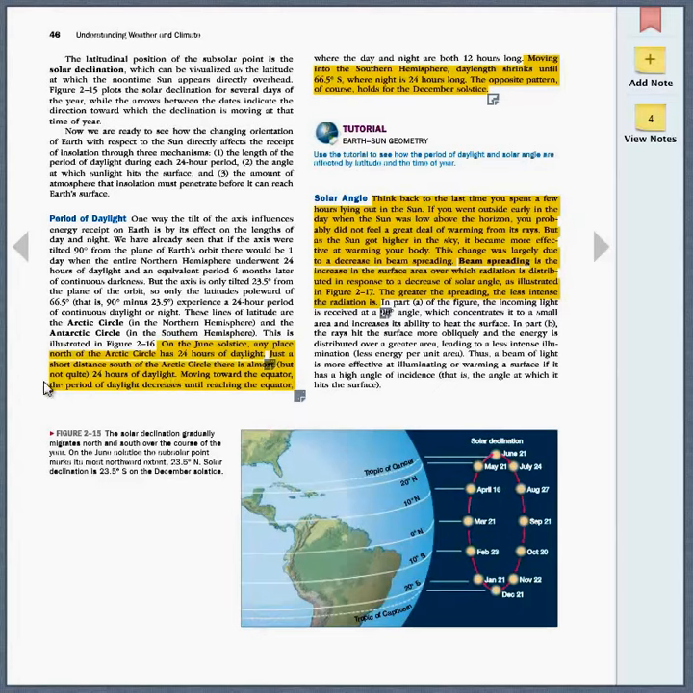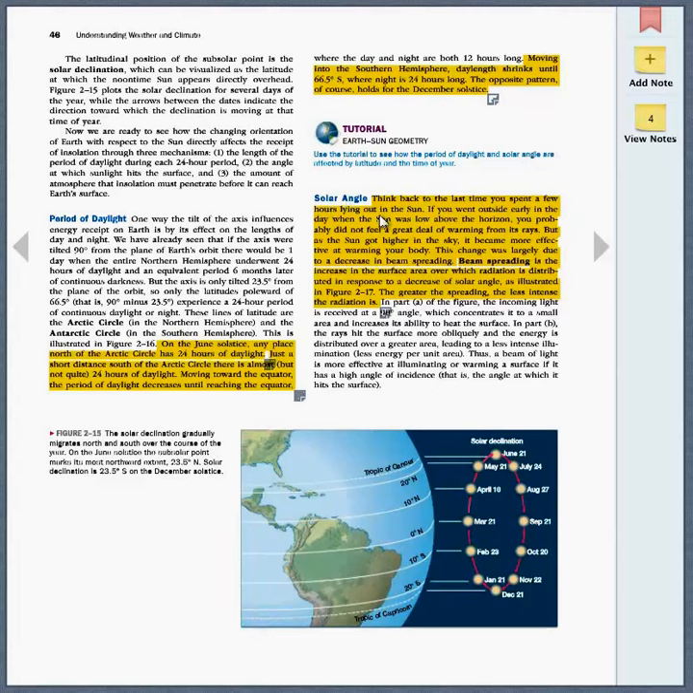It says moving toward the equator, the period of daylight decreases until reaching the equator. Moving into the southern hemisphere, day length shrinks until you get to the Antarctic Circle, which is 66.5 degrees south. That means there is 24 hours of darkness or night. The opposite pattern, of course, holds for the December solstice. That means the northern hemisphere north of the Arctic Circle will be dark 24 hours a day, and the Antarctic Circle will have 24 hours of sunlight.